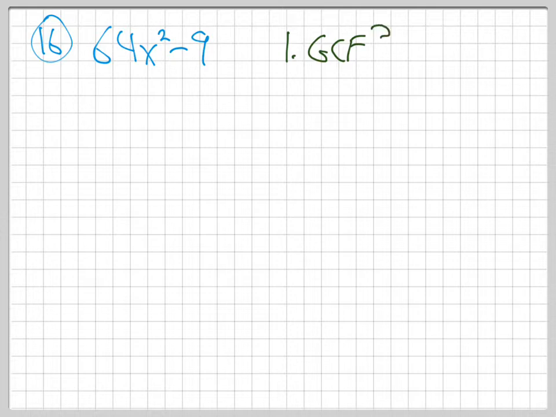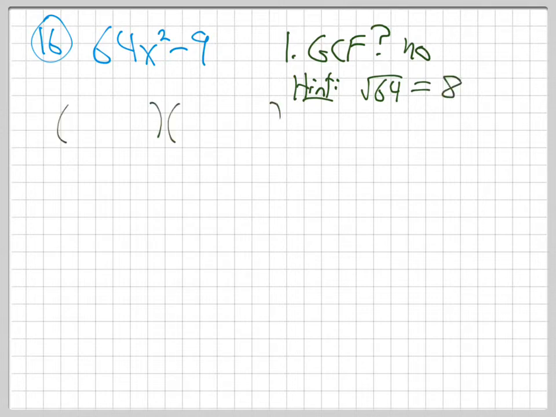Let's try 16. 16 will be very similar. 64x squared minus 9. Again, two terms. You know the first step. Is there a GCF? Is there something that goes into 64 and into 9? No. You can use your calculator. It doesn't work. What's next? Well, let's try the hint with the square root. You know, if you're looking at 64, you're not sure. Hit square root of 64 in your calculator. It'll tell you 8. And you go, oh, 8's a good idea.